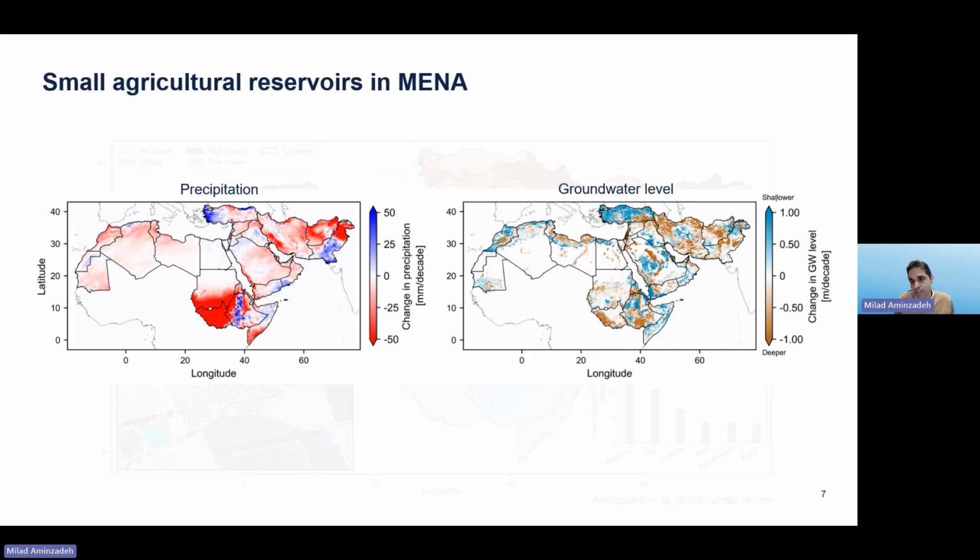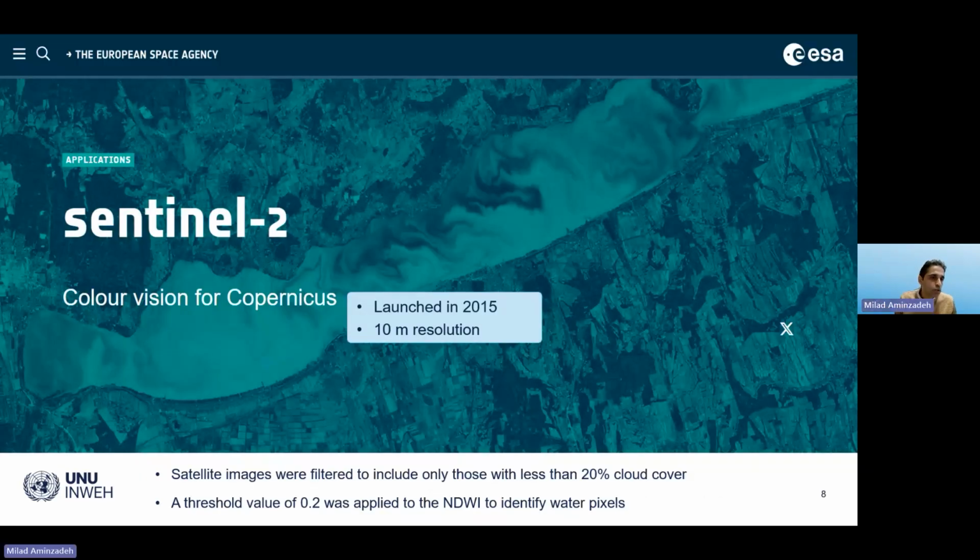But what's the contribution of these small agricultural reservoirs in local water management and local water budgeting? What about their evaporative losses? To answer these questions, first we needed to detect the extent of these reservoirs. We used Sentinel-2 satellite images with 10-meter resolution to identify the spatiotemporal distribution of reservoirs in MENA. Sentinel-2 was first launched in June 2015, if I'm correct, and the first set of data was available from December. So we did our analysis from 2016 to 2023, a period of 8 years.